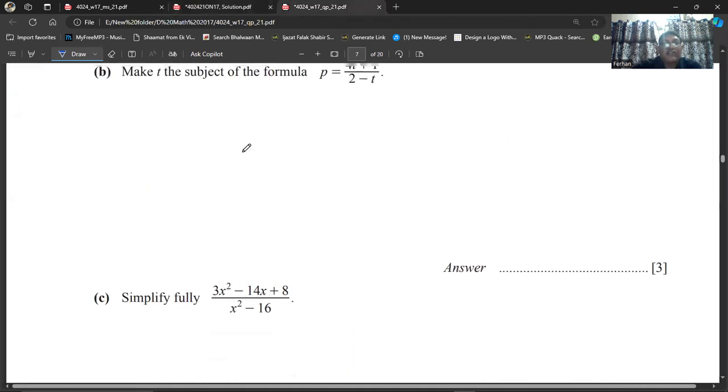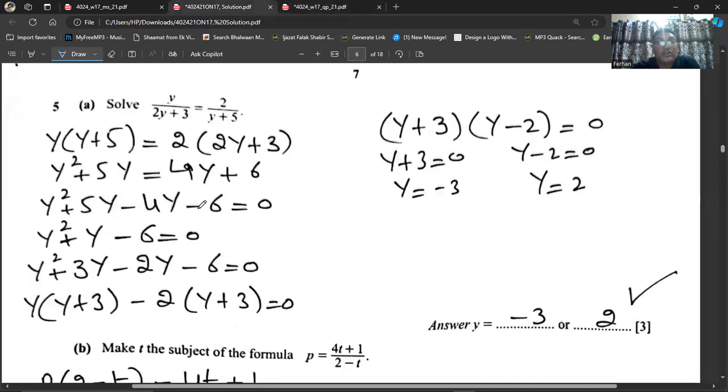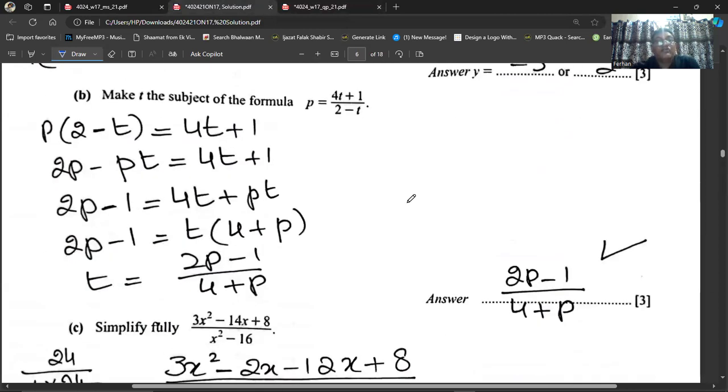Question number 5 and its B part. It says make t the subject of the formula. So here we have p is equal to, in the numerator 4t plus 1, and in the denominator 2 minus t. Because t is in two places, in two terms here, we will cross multiply, and the terms which have t, we will bring them on one side, and we will take t common, and then we will make t alone. So p bracket start 2 minus t bracket close is equal to 4t plus 1.